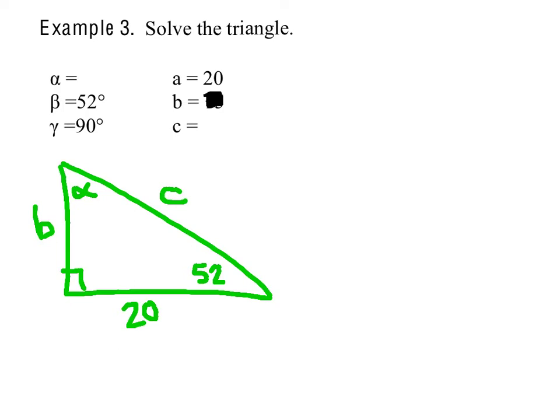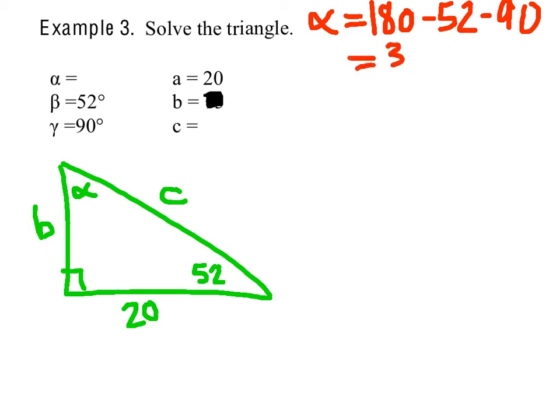Now the first thing we can go ahead and solve for is going to be alpha. We don't even have to use trig. We're just going to use the property that we should know that all our angles should be adding up to 180 degrees. So to find alpha, I'm going to take 180 minus 52 minus 90. If we do that, we should get alpha to be 38 degrees.